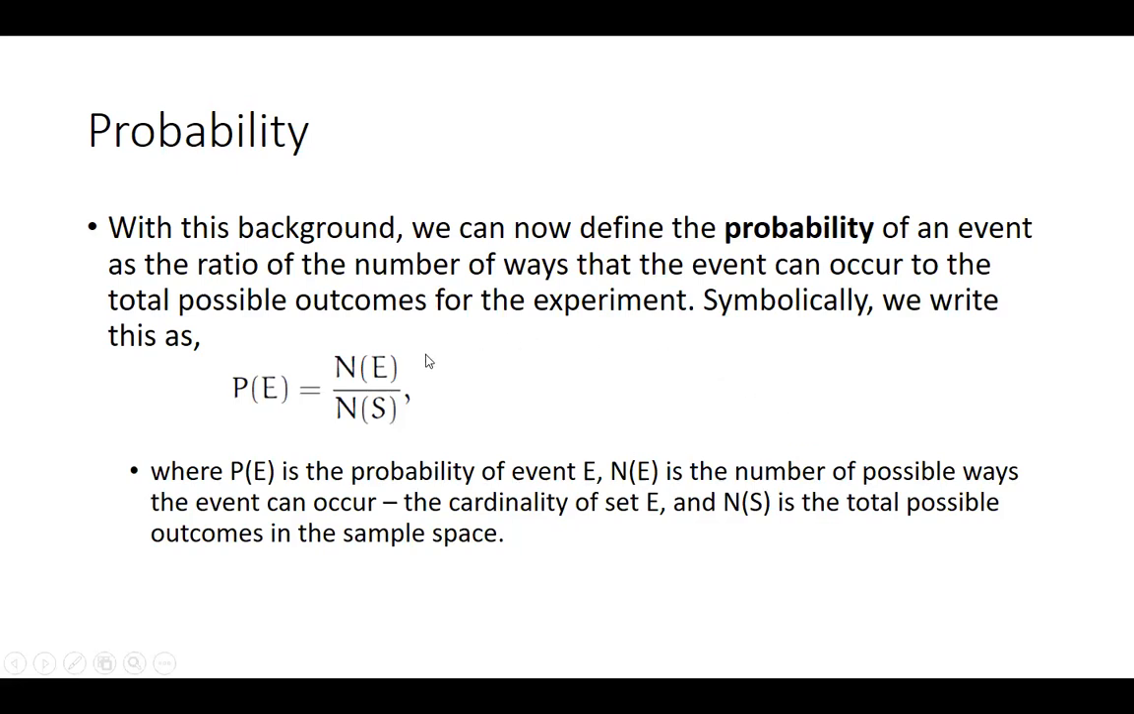So N of E is the number of possible ways the event can occur. N of S is the total possible outcomes in the sample space.